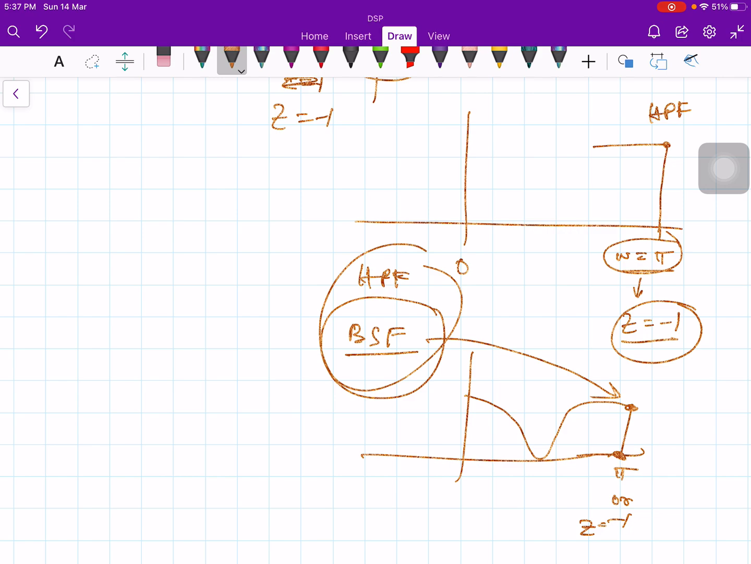See, a band stop filter also requires unity magnitude at omega equal to 0, as well as at omega equal to pi I need unity magnitude. Therefore a band stop filter is not possible through these type 2 filters.